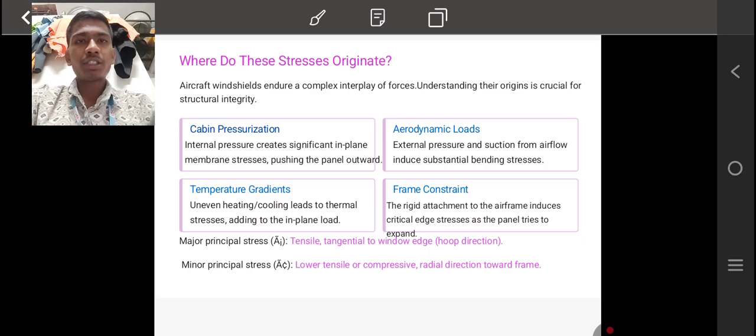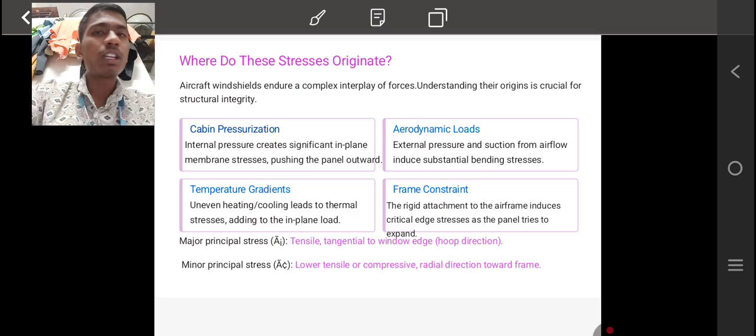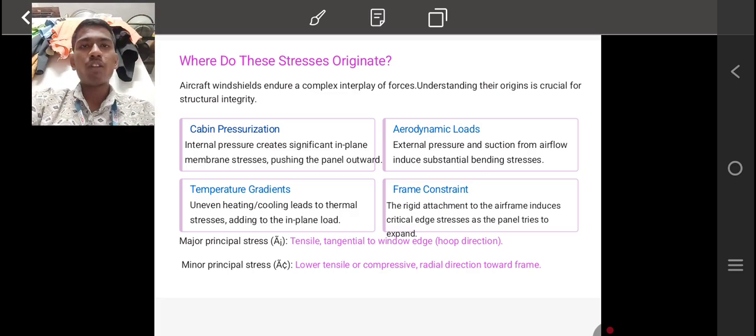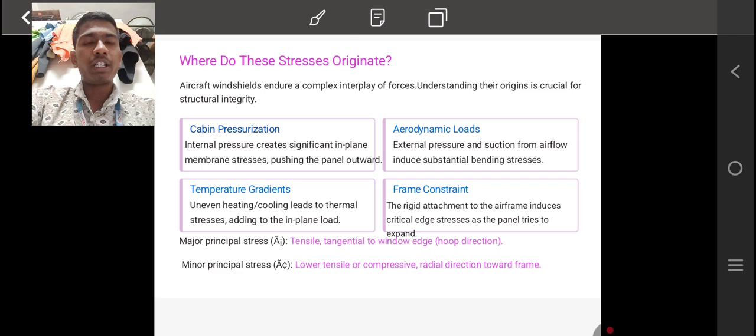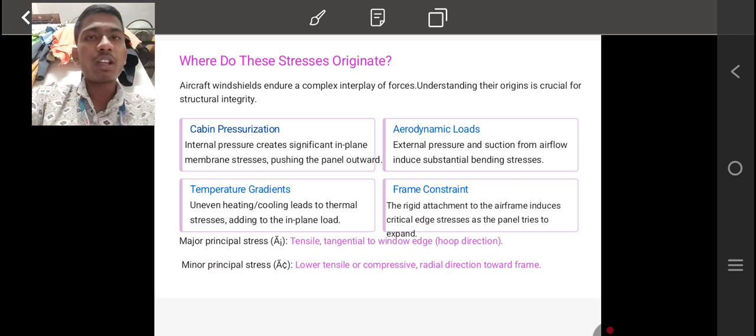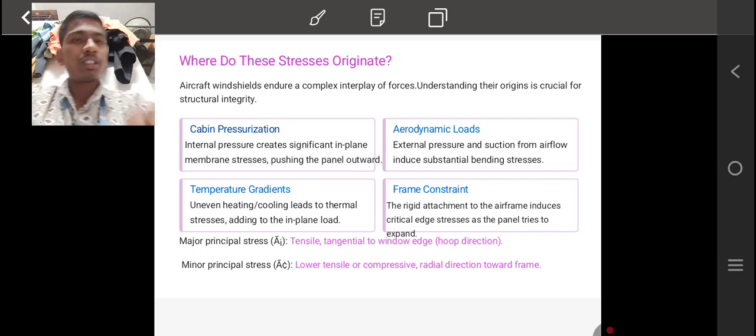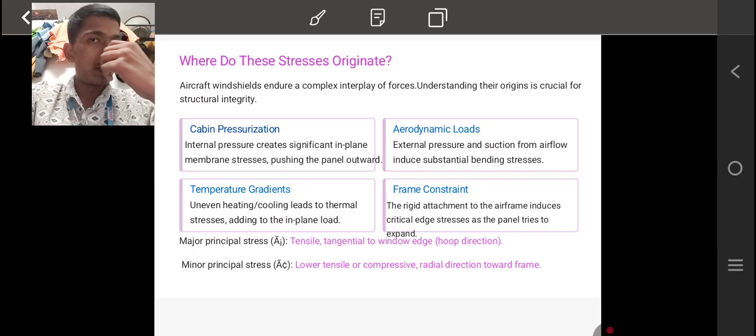Where do the stresses originate? Aircraft windshields endure a complex interplay of forces. Understanding their origin is critical for structural integrity. Now we see where the stresses occur, or where load is applied, due to airflow and cabin pressurization.